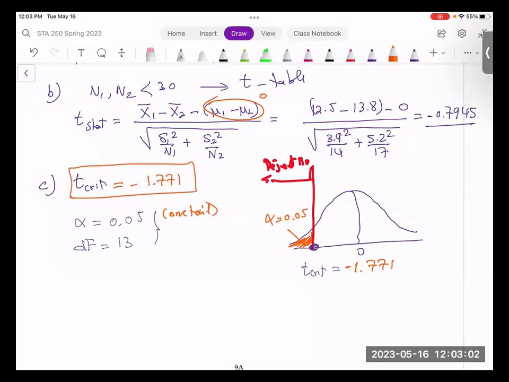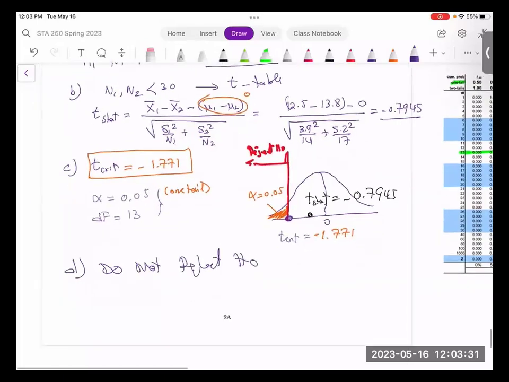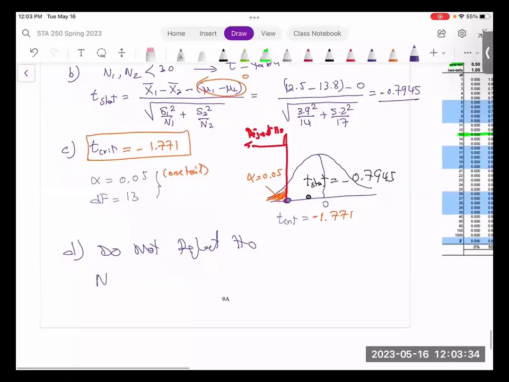I hope this is clear. Yes. Now, the time of truth. This is the critical value. The statistical value was somewhere here, which is negative 0.7945. So are you within the reject or the not reject? Do not reject. Very good. So D, do not reject H0. Do you have evidence? We don't have evidence. No evidence.